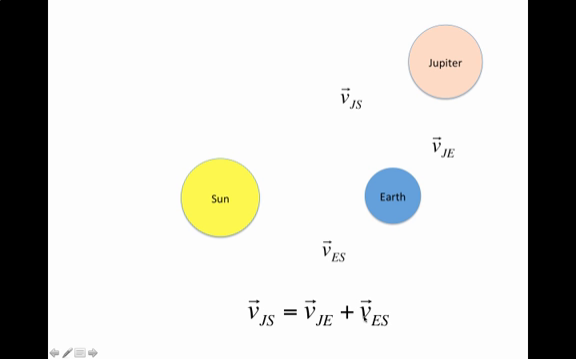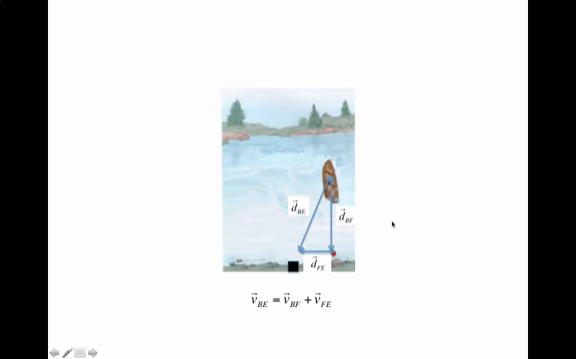But this is why this is called relative velocities, because we have velocities of objects relative to a couple different things. And if we know the velocity of something relative to one thing and we want to know the velocity of this with respect to something else, we can use this vector addition to help us. So let's take a look at another problem.